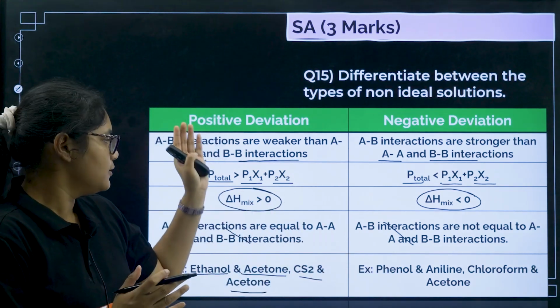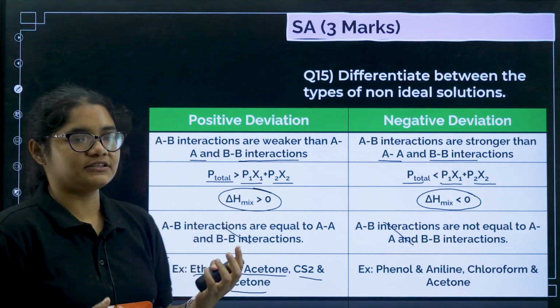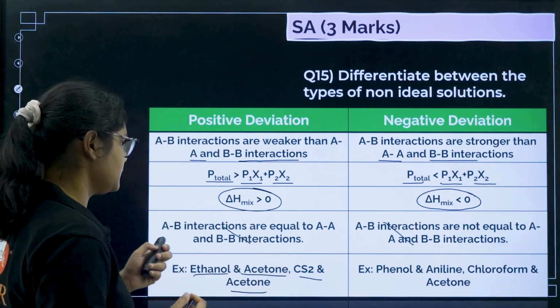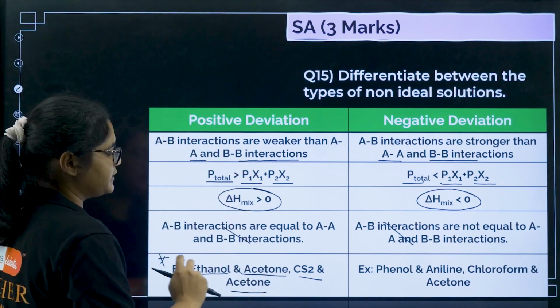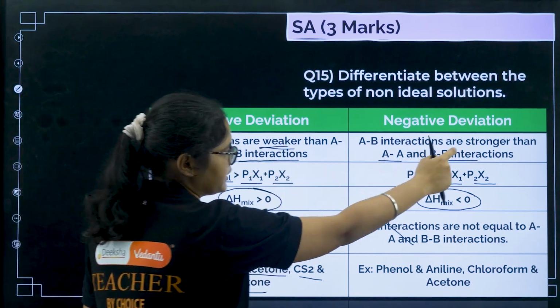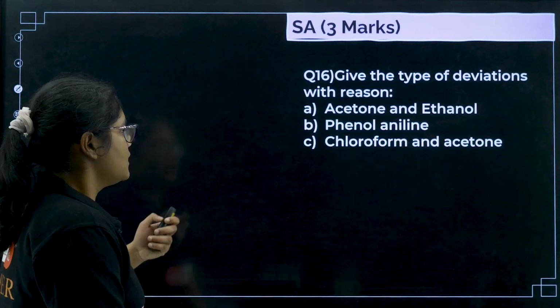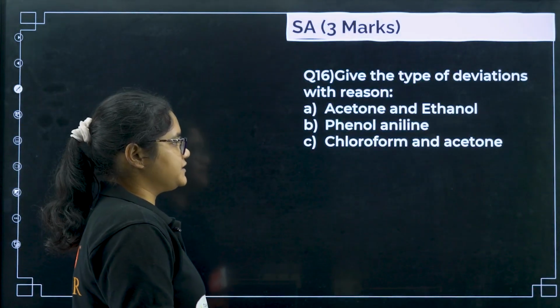Interactions increases. Positive deviation, interaction decreases. Okay, it is weaker here and here it is stronger. Okay, next, give the type of deviations with reason.